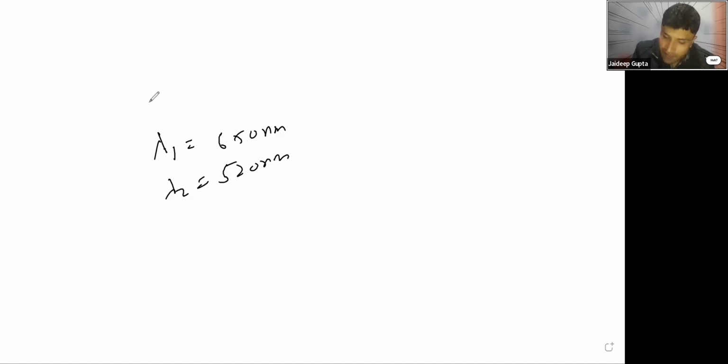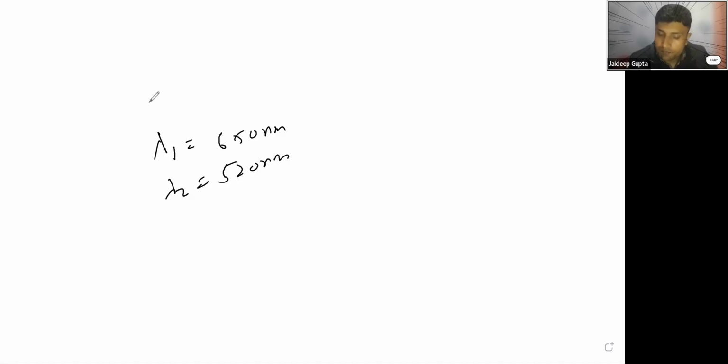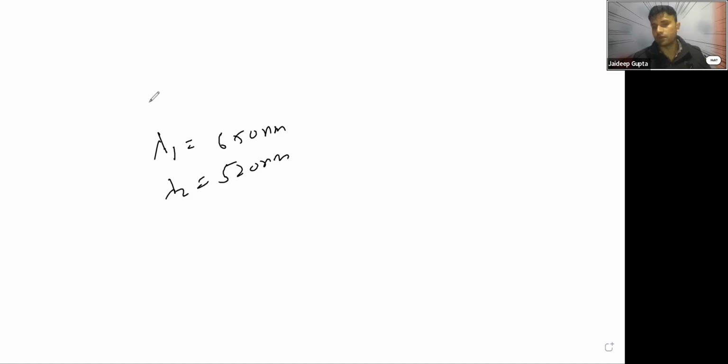The distance between the slits is 2 mm. That is small d. And the distance between the plane of the slits and the screen is 120 centimeters, meaning capital D. Capital D is 120 centimeter, and small d is 2 millimeter.